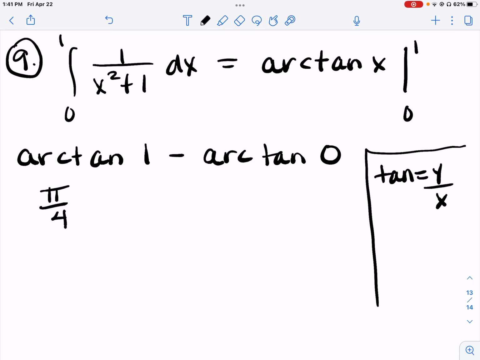You've got to also know your limits of where the inverses are defined. The arctan of 0 would be where y over x equals 0. So that happens at angle 0. So that's pi over 4.